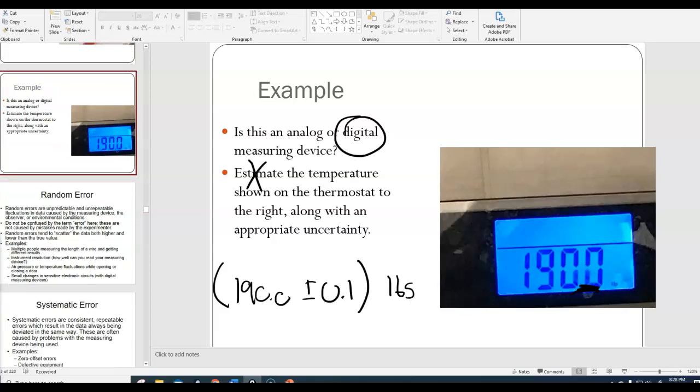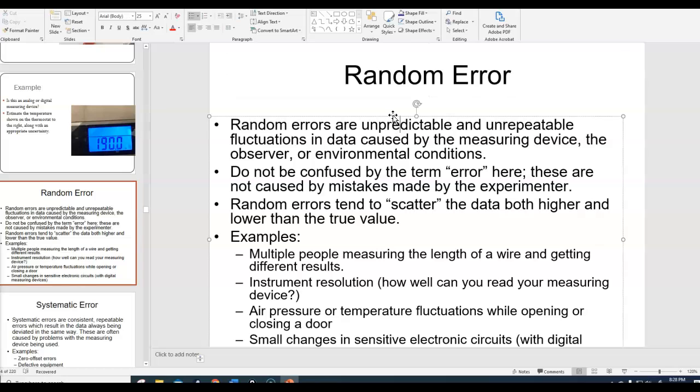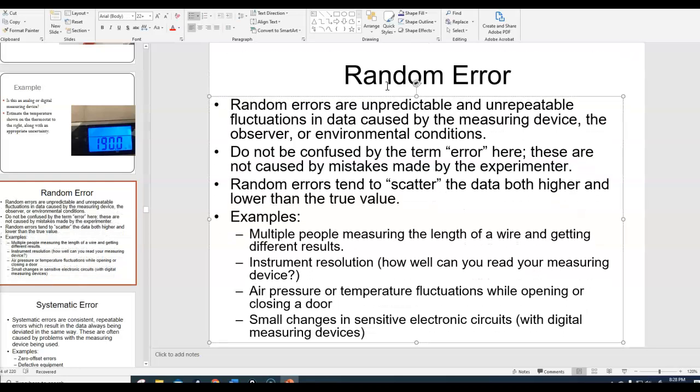Okay, so moving on. Now, when you're making measurements, there's different types of what we call errors. The first one we're going to talk about is what's called random errors. So pause it here and add this to your notes.